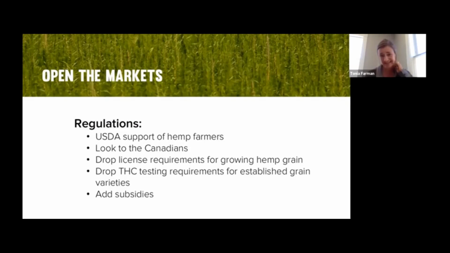And then lastly, the subsidies. Canada subsidizes hemp transport to get into export markets. And that's a great value. So that's just a part of what helps on the federal level.